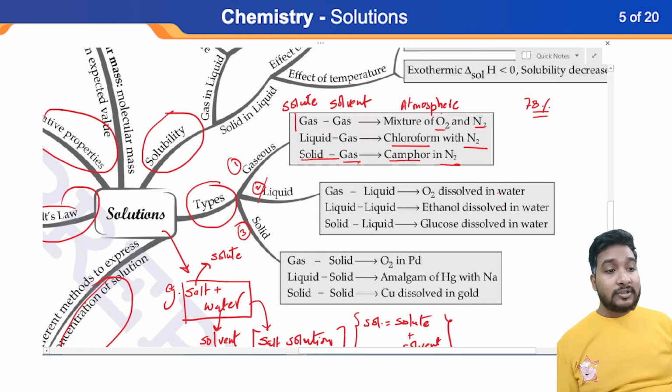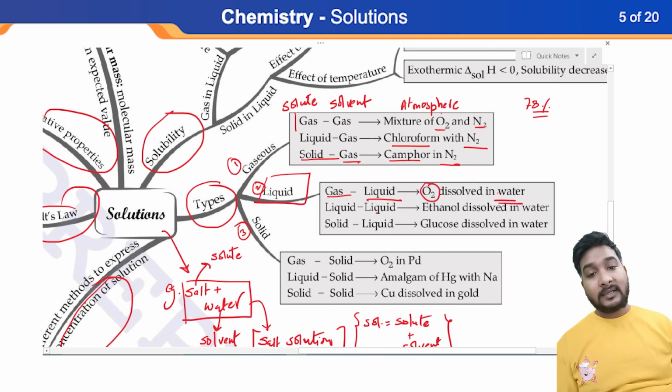Next, moving on to the liquid solution. In a liquid solution, as I told you earlier, the solvent must be in liquid state, and the solute may be solid, gas, or liquid individually. Okay, now we are mixing gas in liquid. What should be the example? Oxygen dissolved in water, and all the aquatic life completely depends on this principle.